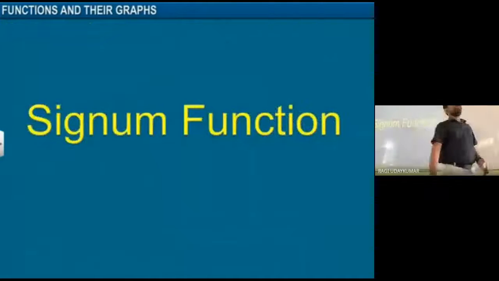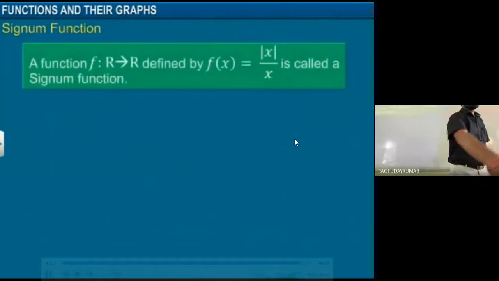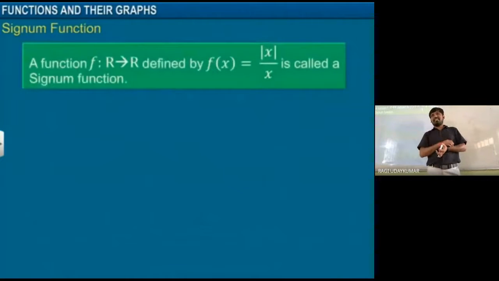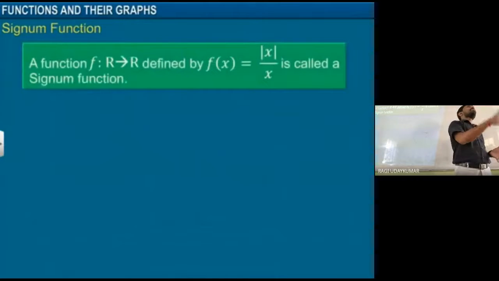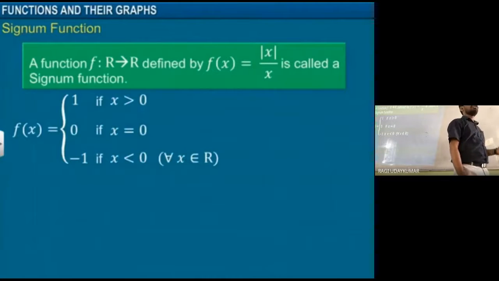Next, the signum function. In the word itself you are having sign. The signum function can be written as mod x by x. If it is a negative number, write minus 1; if it is a positive number, plus 1. That is the signum function. And if it is 0, then 0. If it is positive, 1.